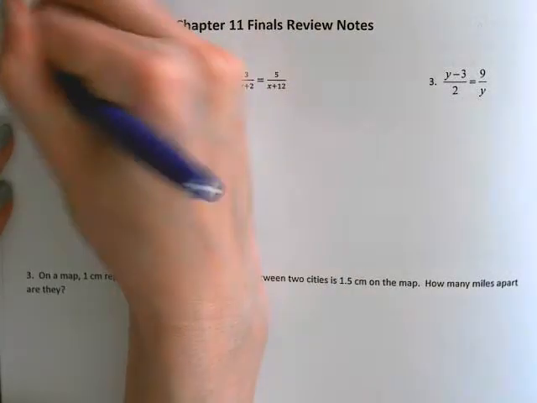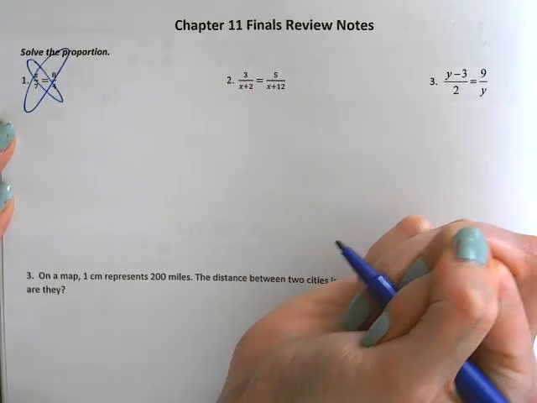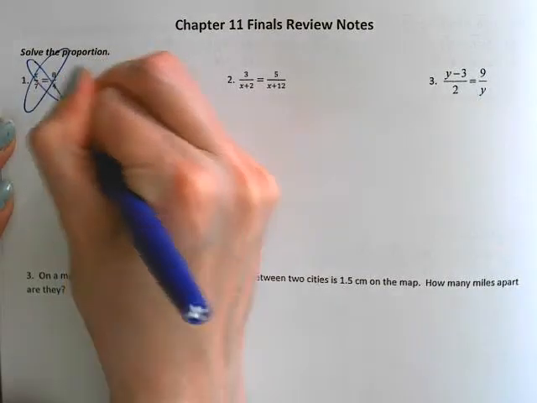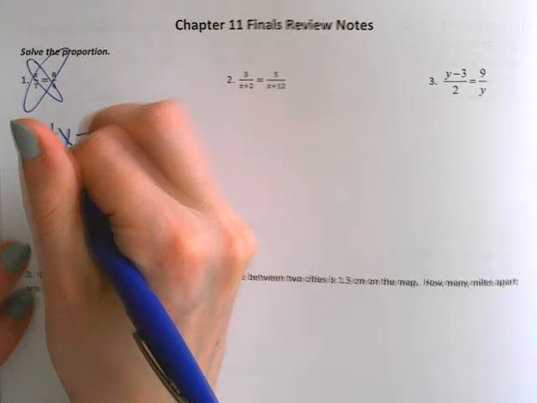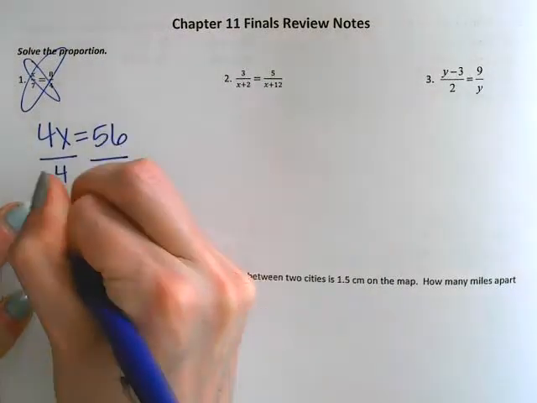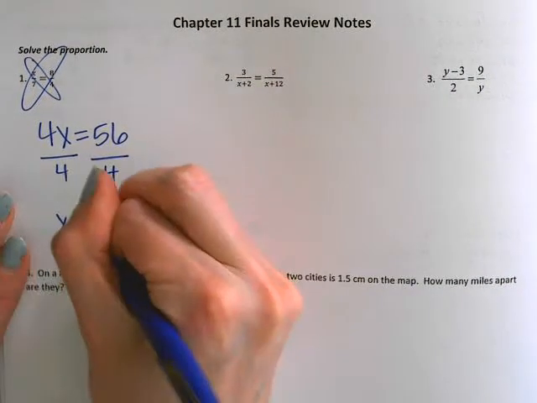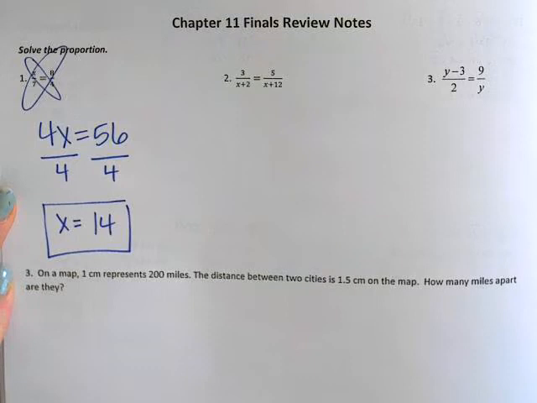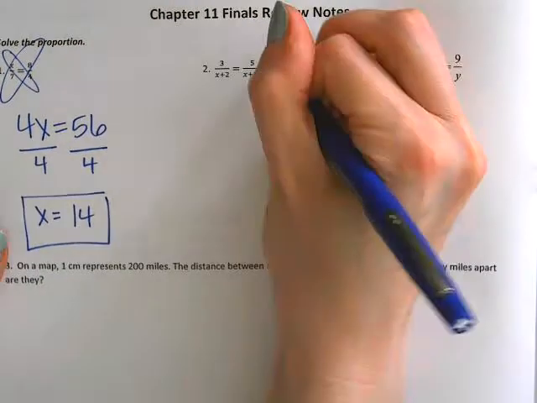So this is where we cross multiply. So we have, I can't see it anymore. I think that says 4x equals 56. And then if you divide both sides by 4, you'll get x. So 56 divided by 4 is x equals 14. Okay, so cross multiply.